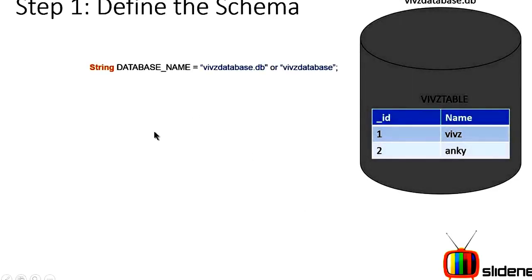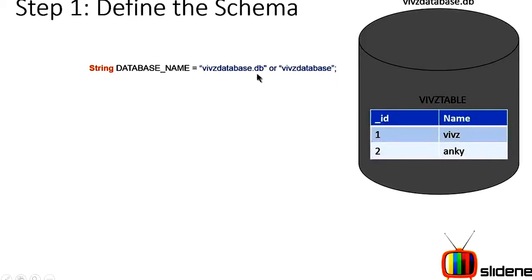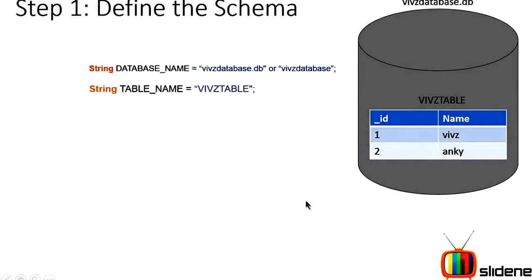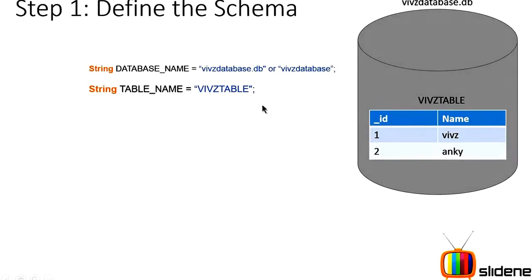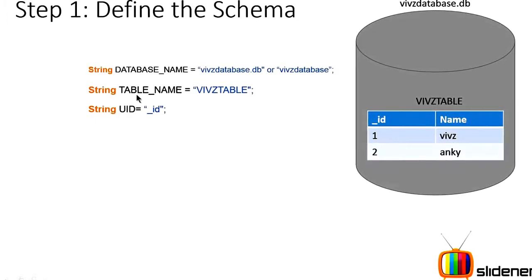So here what I'm going to do is create some different strings. For example, I'm going to say string database name is vivs database.db or vivs database. You can specify the extension if you want, otherwise you can omit it, no problems, it will work either way. Then I will specify the table name by saying string table name is vivs table. Then the UID, which is going to be underscore ID, the first column. For each column I'm trying to create a string that contains the name of the column, the same way I created a string here that contains the name of our table.